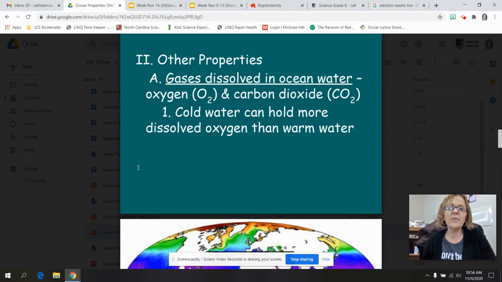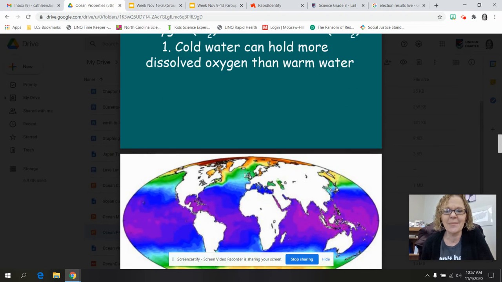So some of our other properties, the gases that are dissolved in ocean water are mainly dissolved oxygen and, of course, dissolved carbon dioxide that the plants are taking in the waters. And like we said, go ahead and write that down again. Cold water can hold more dissolved oxygen than warm water. Same thing with air. So pause this if you are still writing. I'm going to go on to this map.